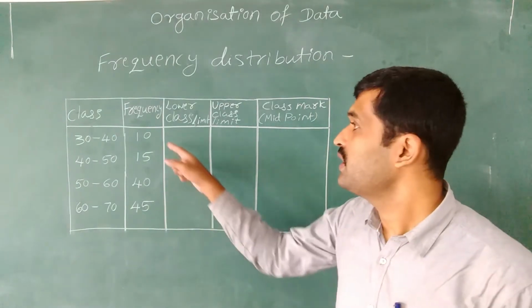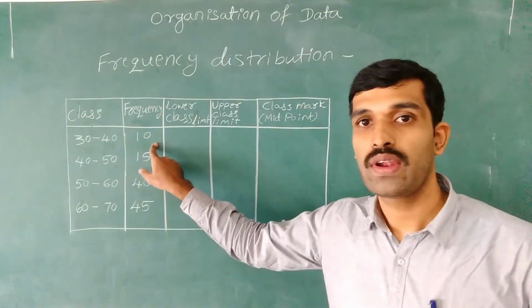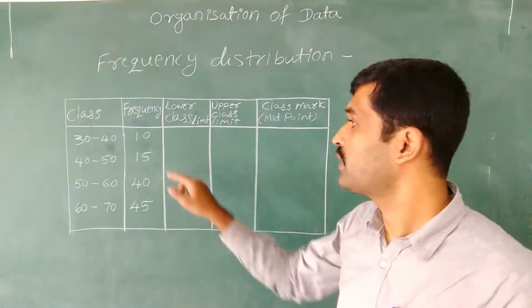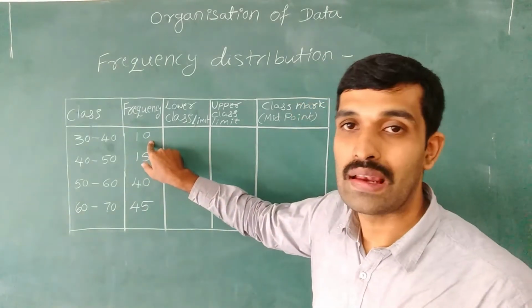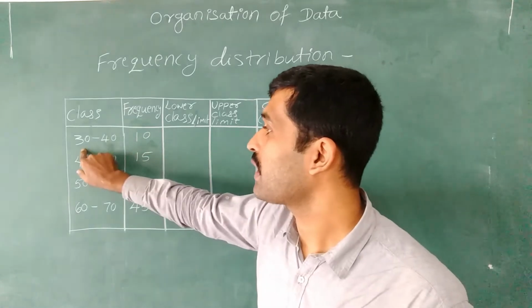Here each class frequency is bounded with the class limits. Here this frequency value is bounded with the class limits.